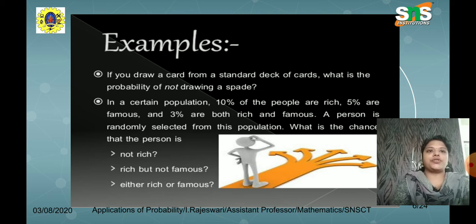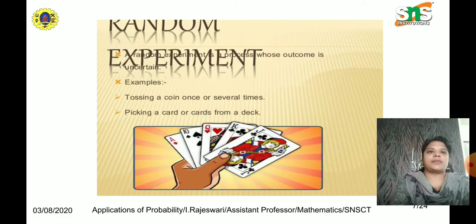Examples. If you draw a card from a standard deck of cards, what is the probability of not drawing a spade? In a certain population, 10% of the people are rich, 5% famous, and 3% are both rich and famous. A person is randomly selected from this population. What is the chance that the person is not rich, rich but not famous, either rich or famous?